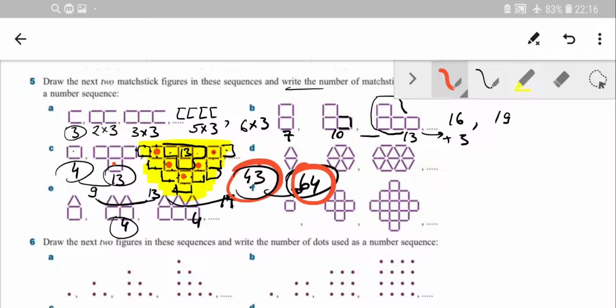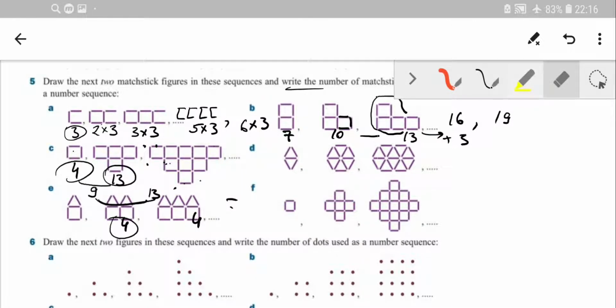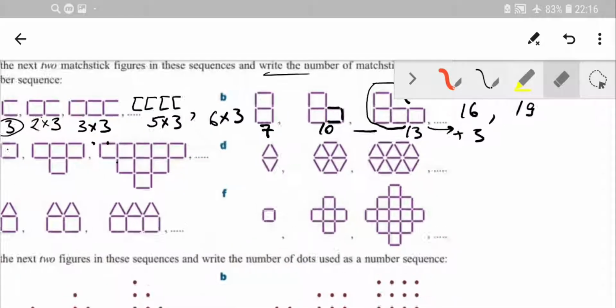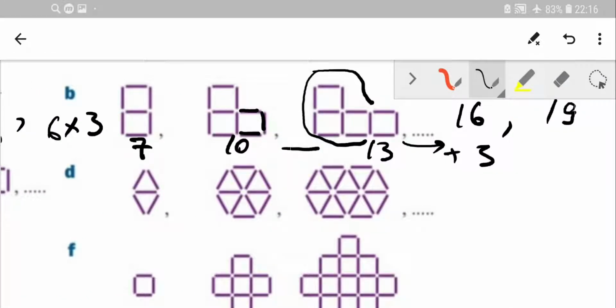So, okay, let's move next. Here we go. So D, all right, so D, we have this basic shape.